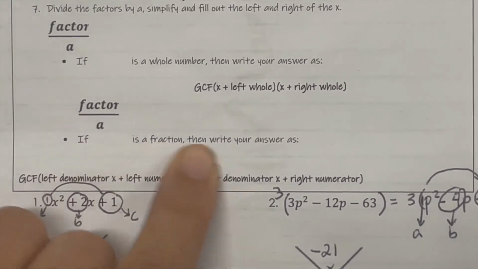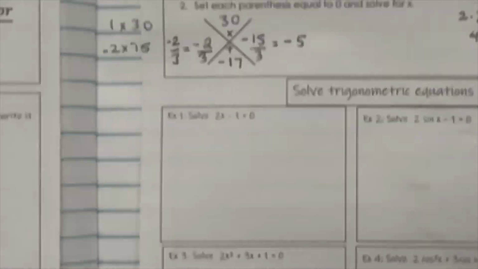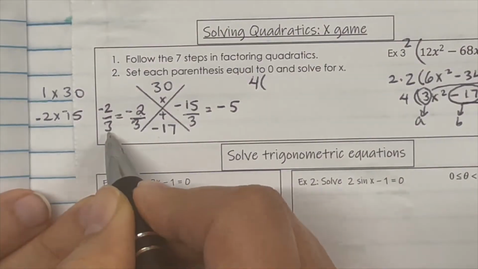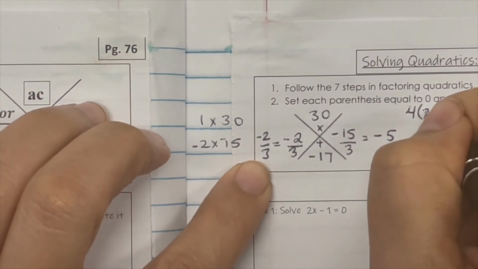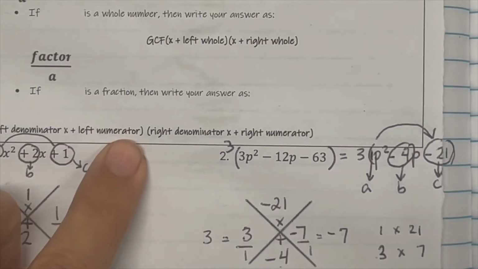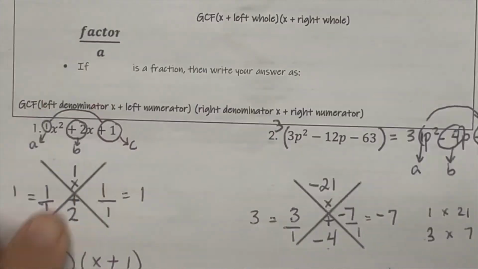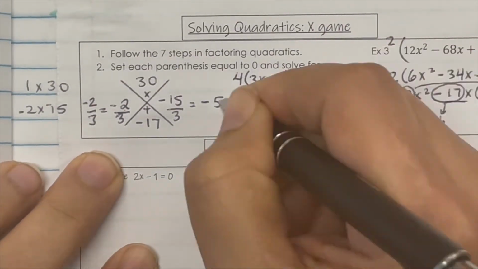All right, if you have a fraction, now we're going to write our answer this way. The GCF, the left denominator, and then x plus the left numerator. So what that means is your GCF, which is 4, the left denominator, which is 3, and then x, and then your left numerator. So that's going to be minus 2. On this other side, I have a whole number, so it's just going to be the x plus the right whole number. So it's x minus 5.